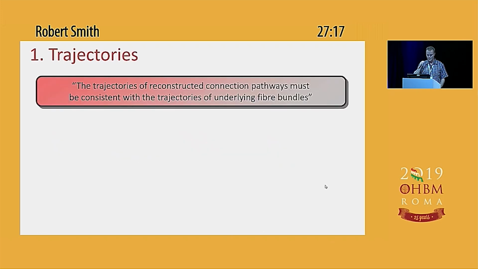So starting with trajectories, the basic principle here is that within the brain there are white matter fascicles. Those fascicles pass through some kind of spatial trajectory through the white matter. With tractography, we're trying to reconstruct those trajectories. Now, if the trajectories that we digitally reconstruct are in no way representative of the actual underlying biological fibre bundles, then we're wasting our time. So this is the very first principle that we need to be thinking about.